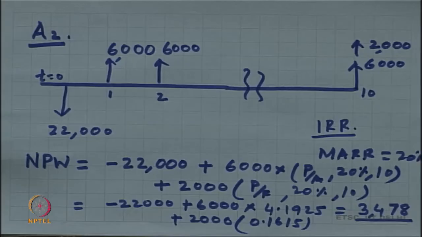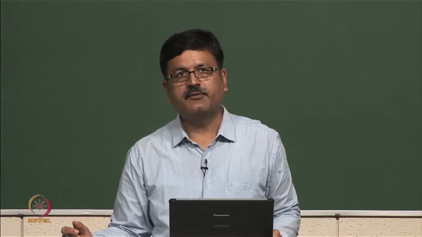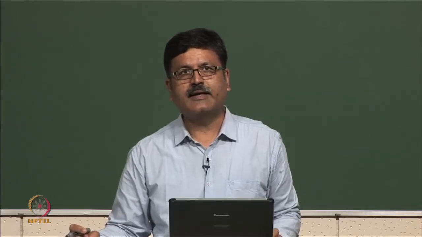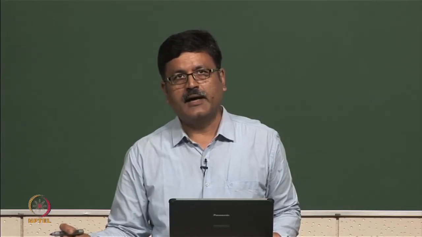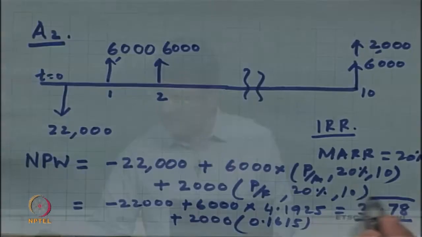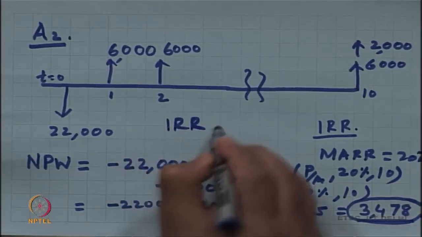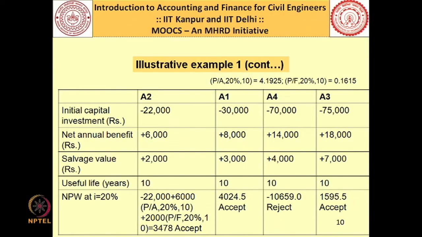So, this is what we require. We simply want to know whether the internal rate of return for our alternative is more than MARR or less than MARR. We are not bothered at this point of time what is the exact value of IRR. Our purpose is solved the moment we know that the IRR is more than MARR or less than MARR. So, in this case, since we are getting a net present worth of plus 3478, it indicates that IRR is greater than 20%.